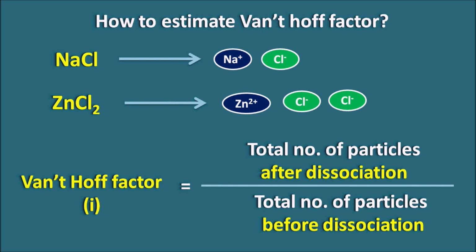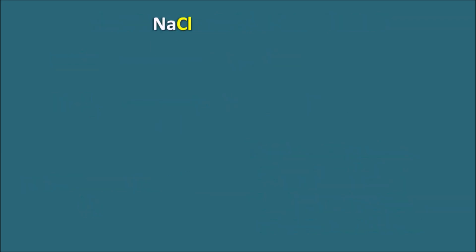For example, in case of sodium chloride, the total number of particles include the sodium ions, chloride ions, as well as the undissociated sodium chloride. So all these are the total number of particles after dissociation. Now, by using this formula, let us calculate the i value for both sodium chloride as well as zinc chloride. Let us take the sodium chloride.